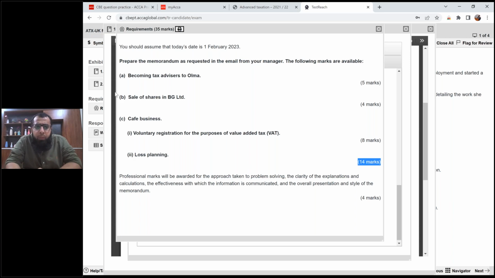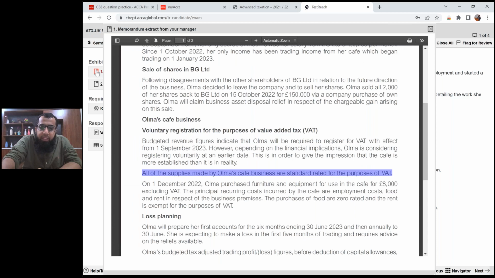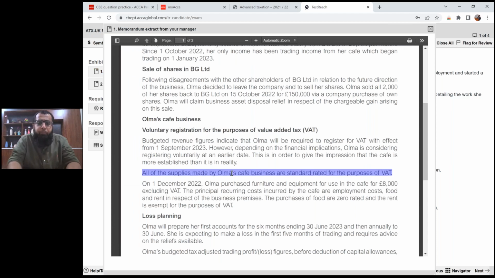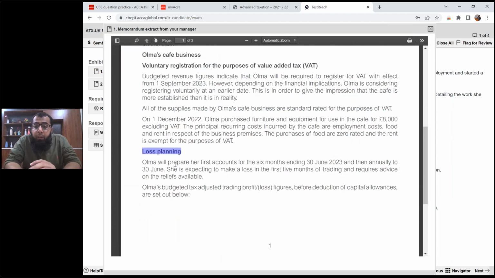Okay. So let's start this loss issue. Here is the discussion about the loss planning. Alma will prepare her first accounts for the 6 months. Okay, one student is saying that I wasn't clear how to answer it in the June exam. Believe me, it is a very easy part. Just listen to me and you'll love the way I develop the answer of this part. Okay, just listen to me carefully.